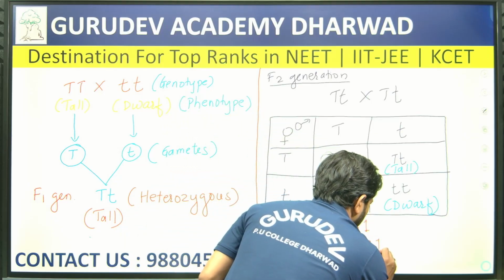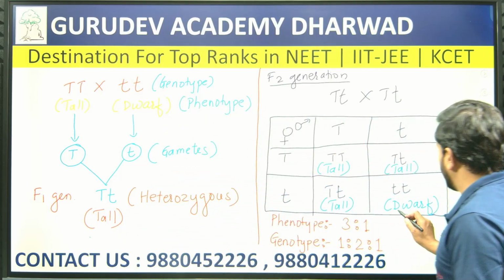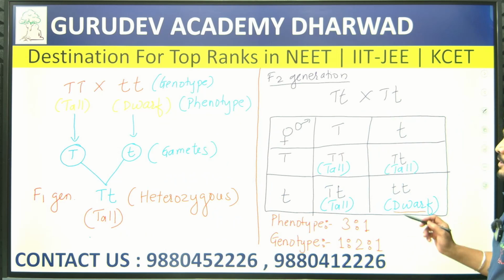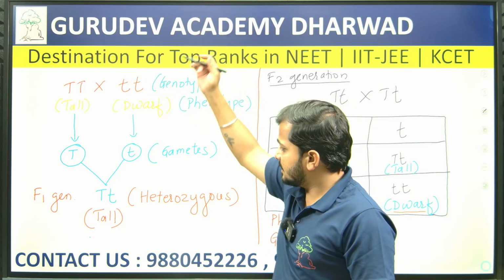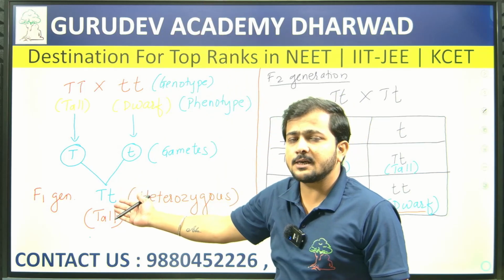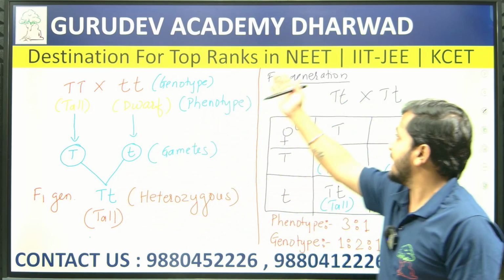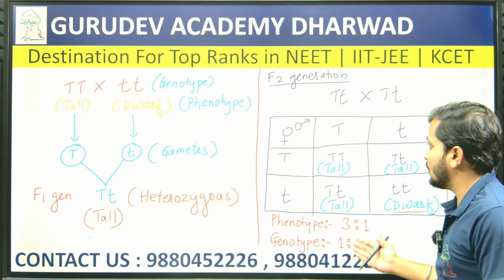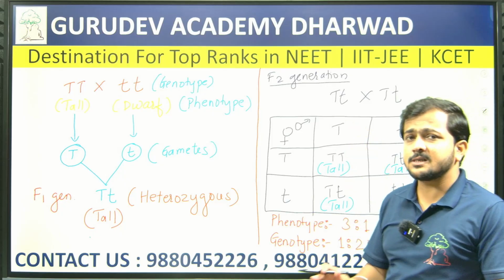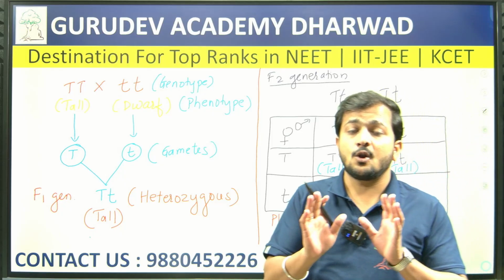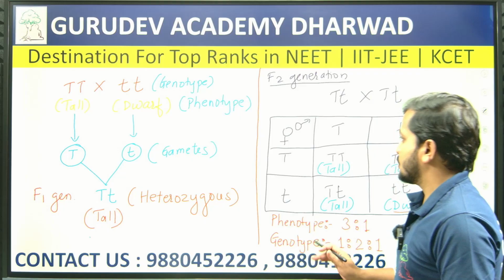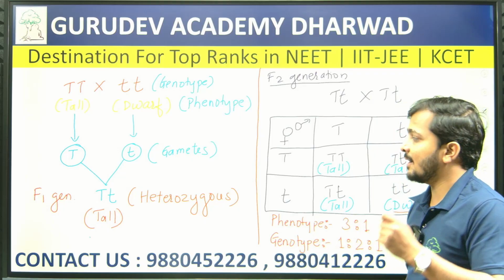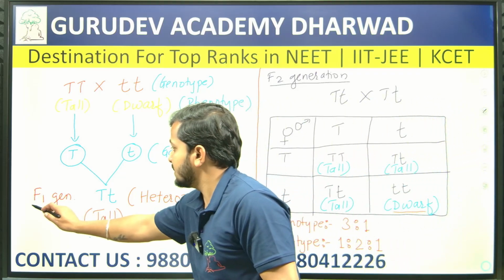The 1 is the dwarf one. Understand? So the dwarf condition is what I am going to find out. Whatever character was there in the previous generation, which did not get expressed in the F1 generation, that character I am going to get in the F2 generation. This is what we call the law of segregation or the law of purity of gametes.